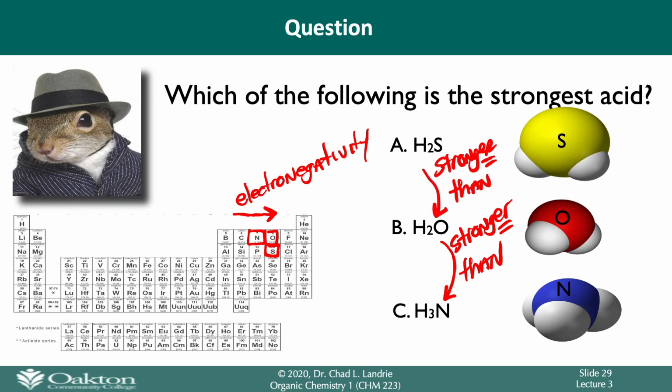So you can see here we've got a clear order. Dihydrogen sulfide is the strongest, next is water, next is ammonia. So the answer here is A. And to arrive at that conclusion, we used both the electronegativity principle and the bond strength principle.